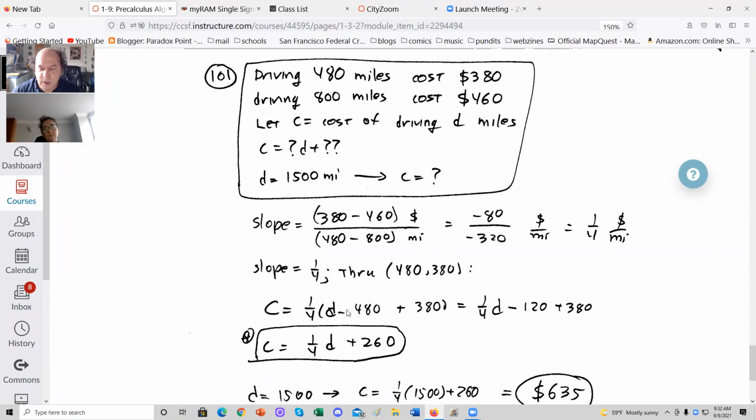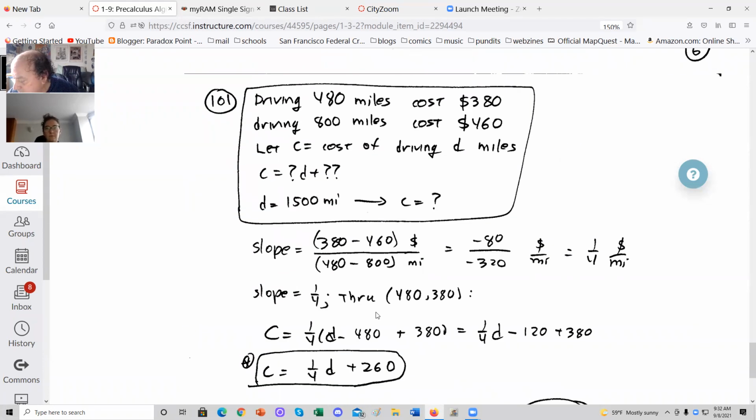So C equals 1/4 times d minus 480. Okay, this needs a parenthesis here, my apologies. Let me make that slight fix. And all that plus 380 works out to 1/4 d plus 260.